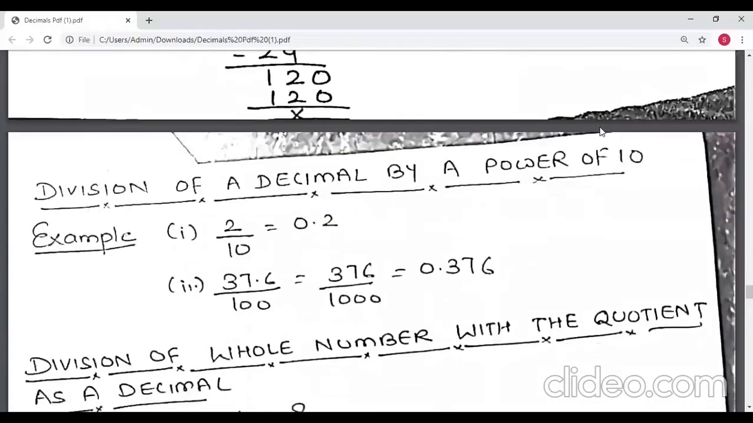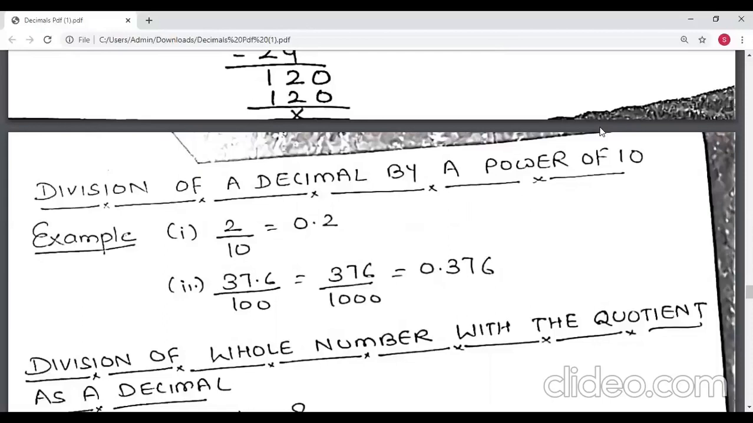Now division of a decimal by a power of 10. For example, if any number is divided by 10, you have to count the number of zeros in that. For example, 2 upon 10. One zero is there in the denominator, so the answer will be 0.2.